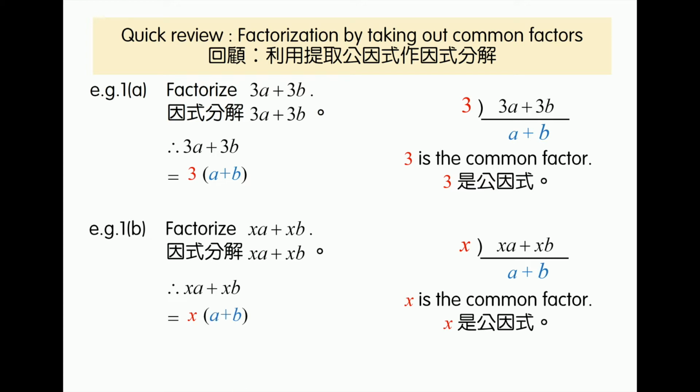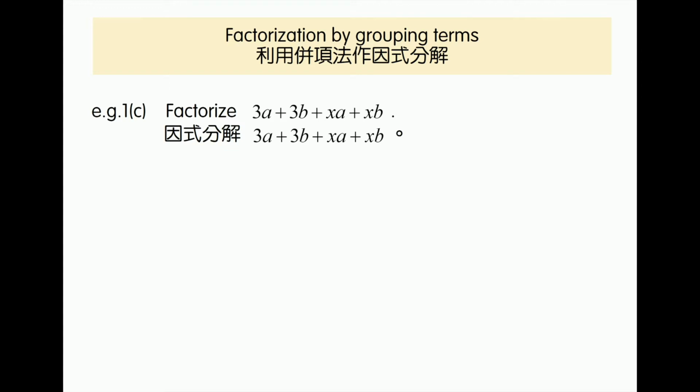Back to what we are going to learn today. We are going to learn factorization by grouping terms. How do we do it? Let's look at this question. This question has 4 terms in total. If you want to do factorization on these 4 terms, you'll realize there are some things that are quite similar, but there are no common factors that all 4 terms share. That is why we use this new method, to group things together.